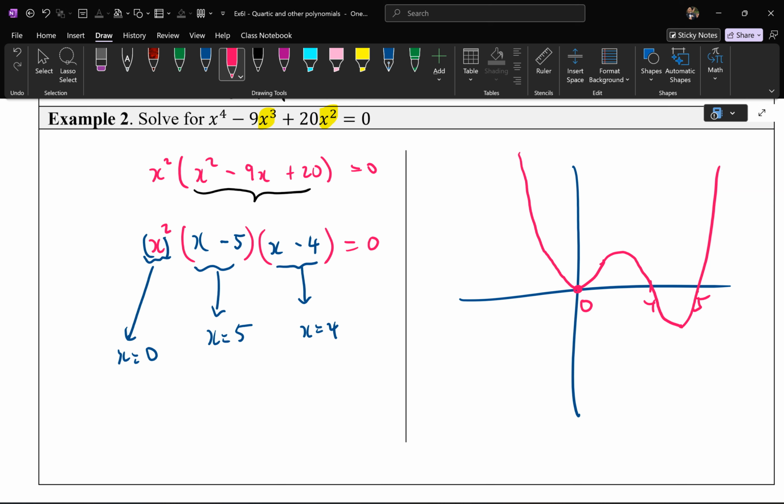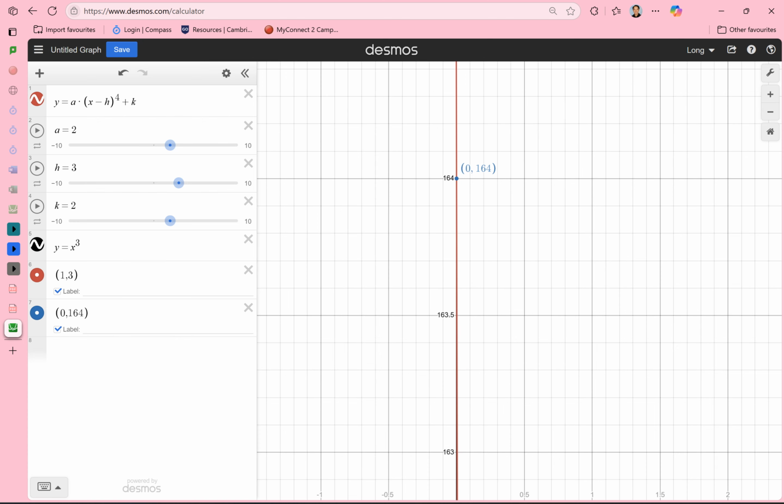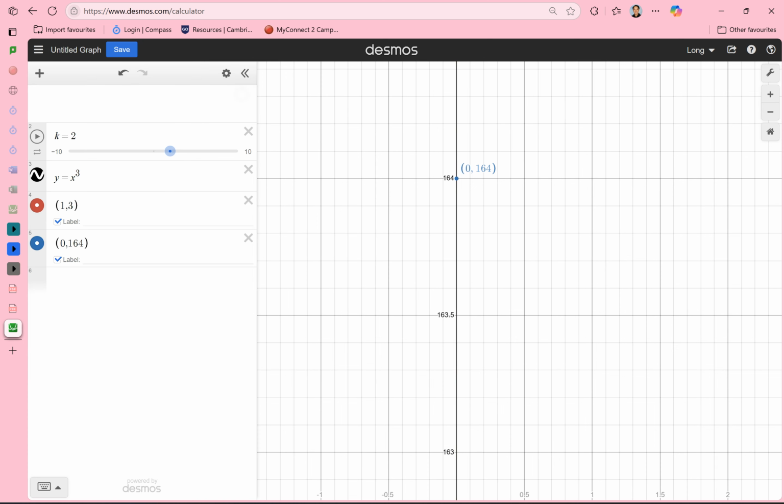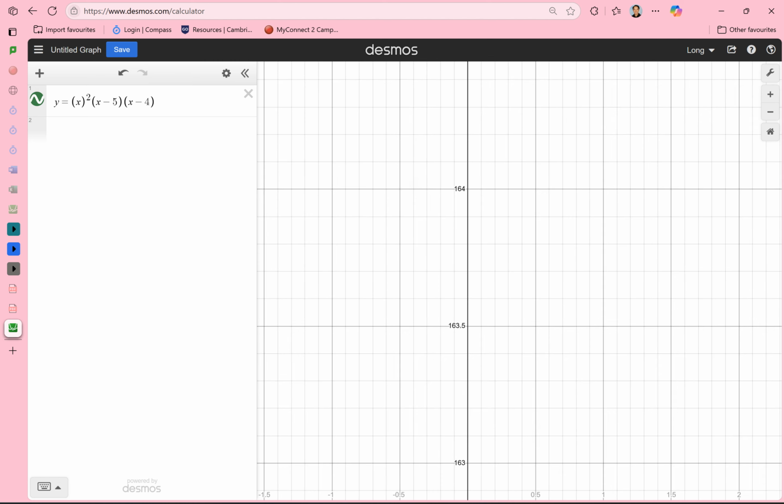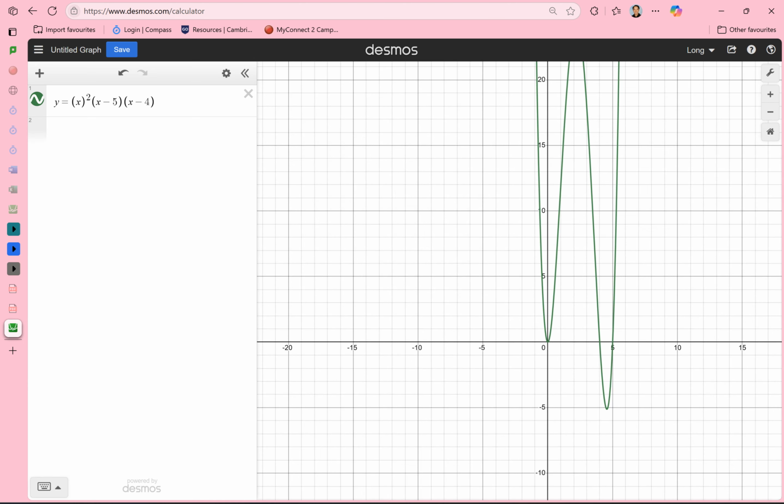So if I actually type it on your CAS right now for you to visualize, watch what happens. I'm going to delete all of these. You start to be able to predict this. So here we go. Y equals x squared times x minus 4, x minus 5. And let's go home. Look at that. Exactly what we said. Turning point at 0, cross through 4, cross through 5.